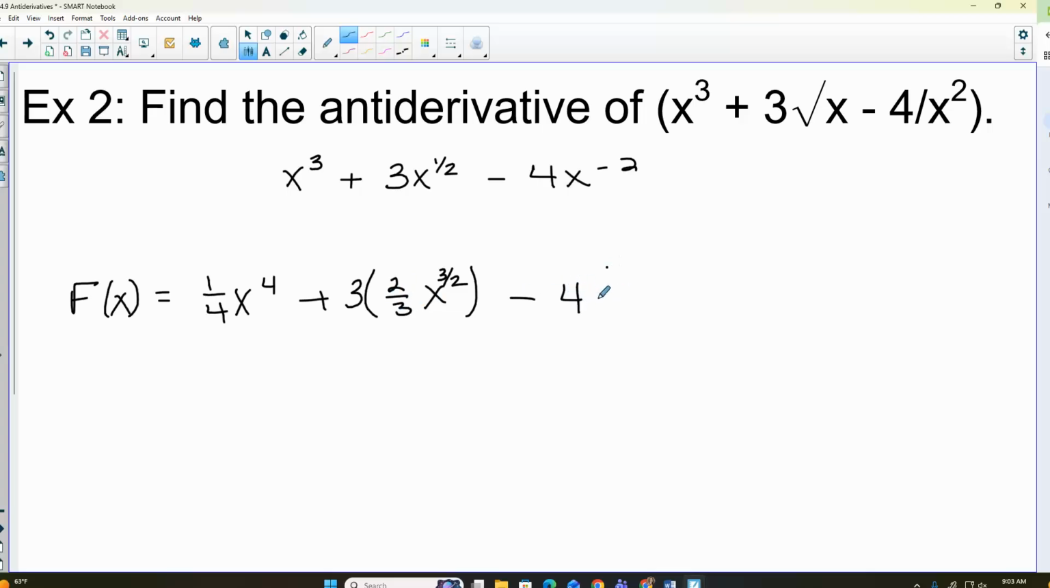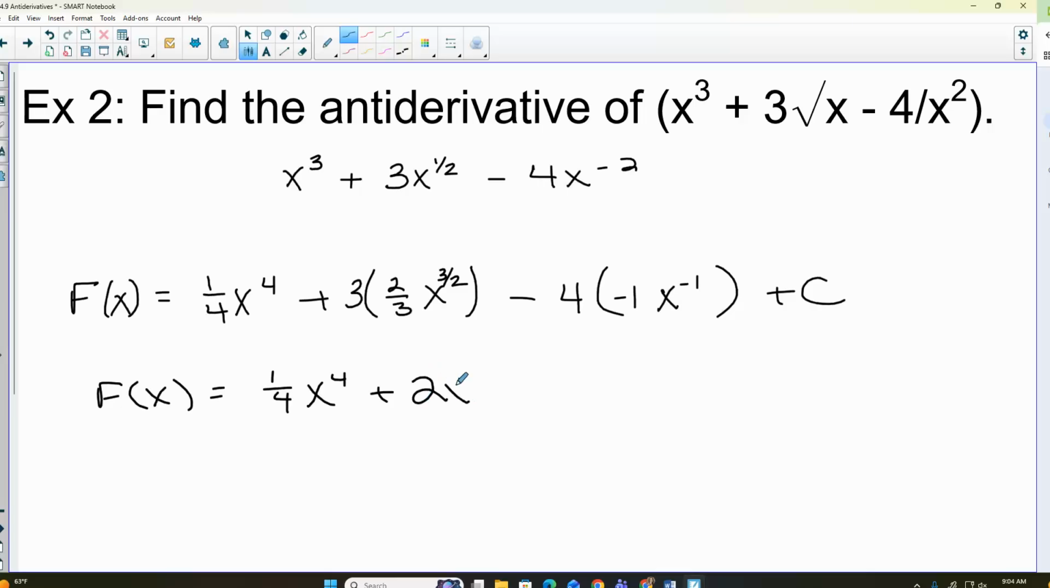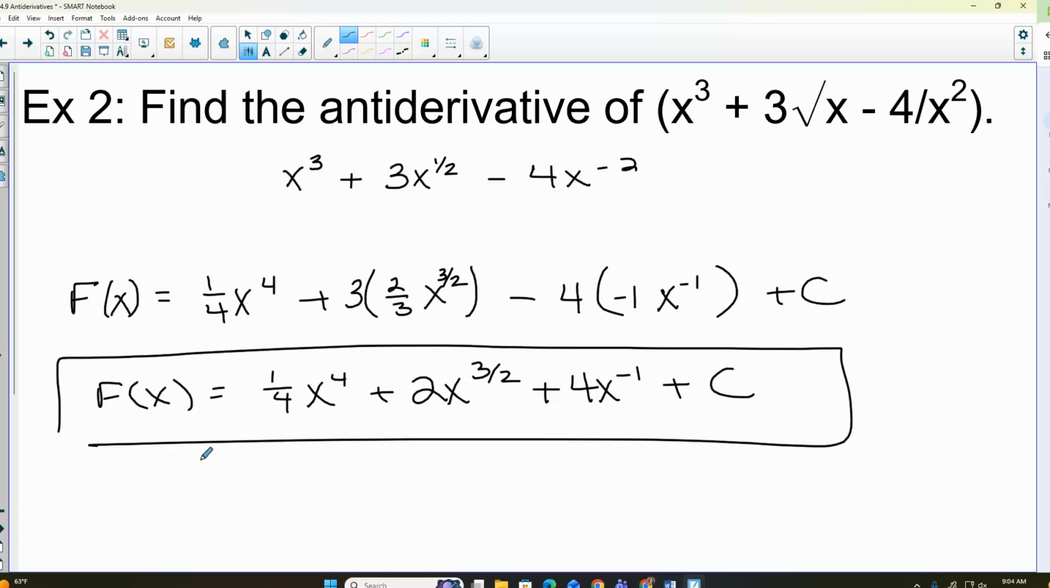I'm just going to hang on to this 4 for a minute. x to the negative 2. If I add 1, that's x to the negative 1. So what goes in front? And what do we need on the end? So if we simplify, 1/4 x to the 4th plus 2x to the 3/2 plus 4x to the negative 1 plus c. Is that one okay?